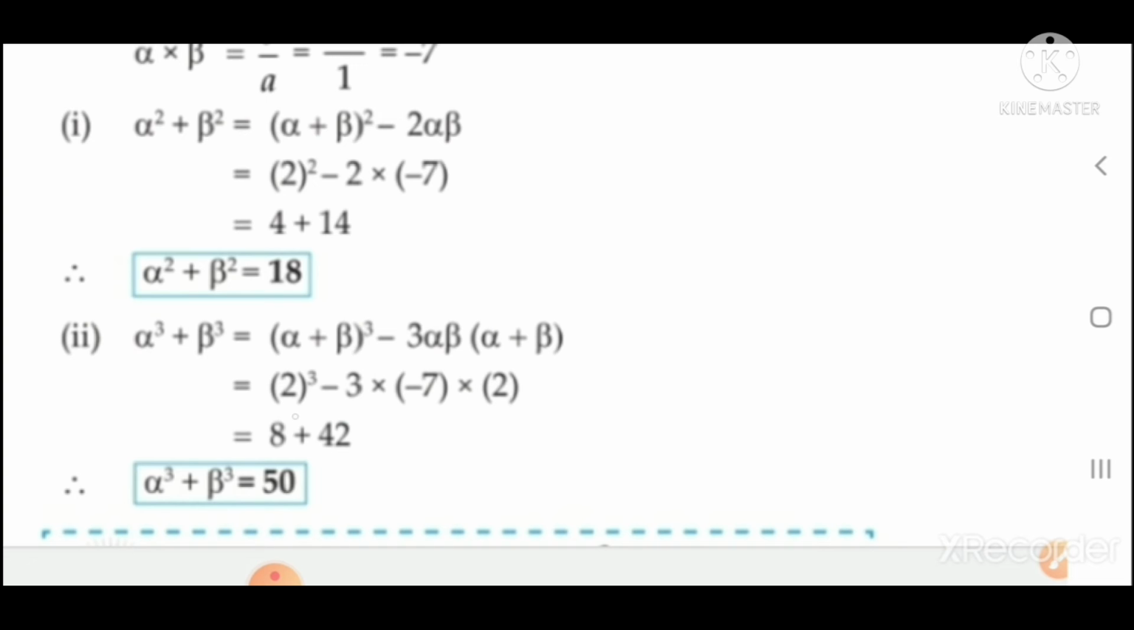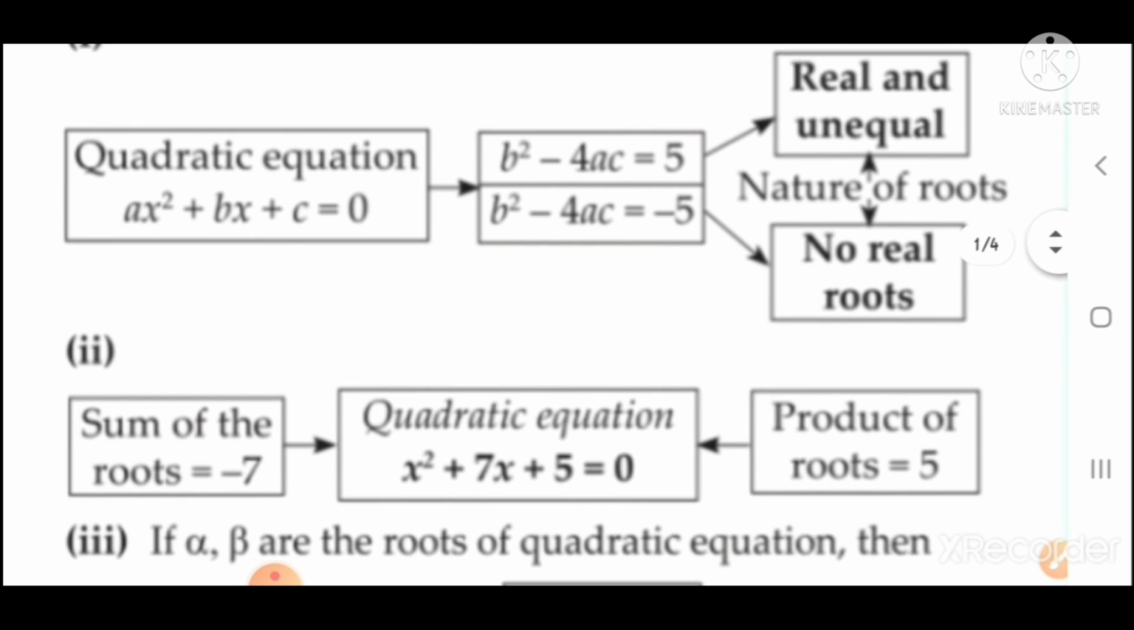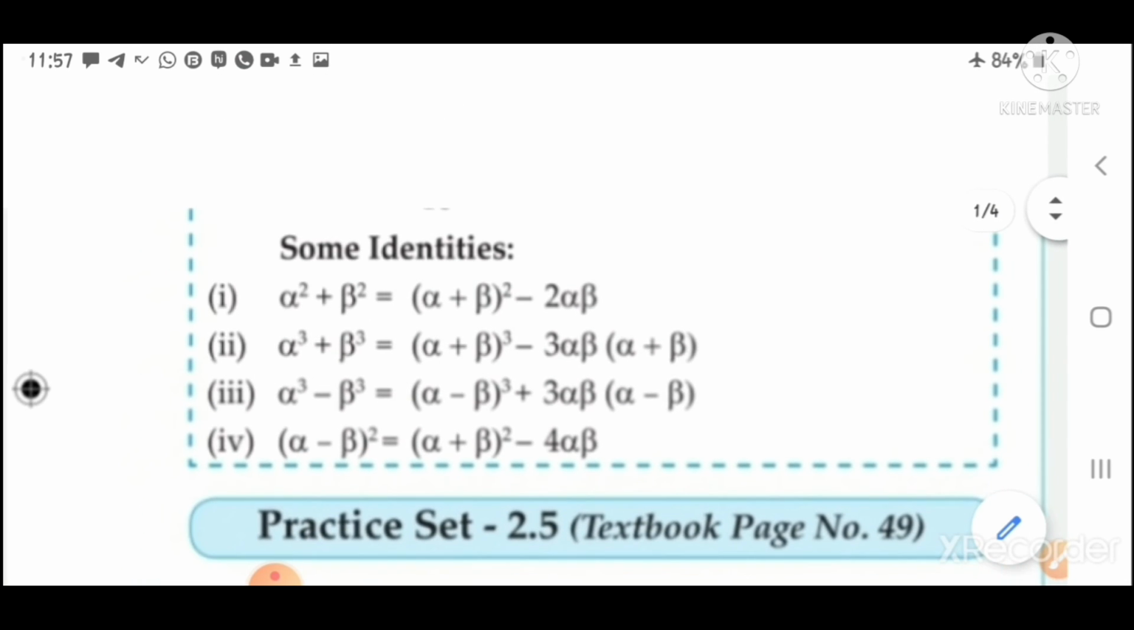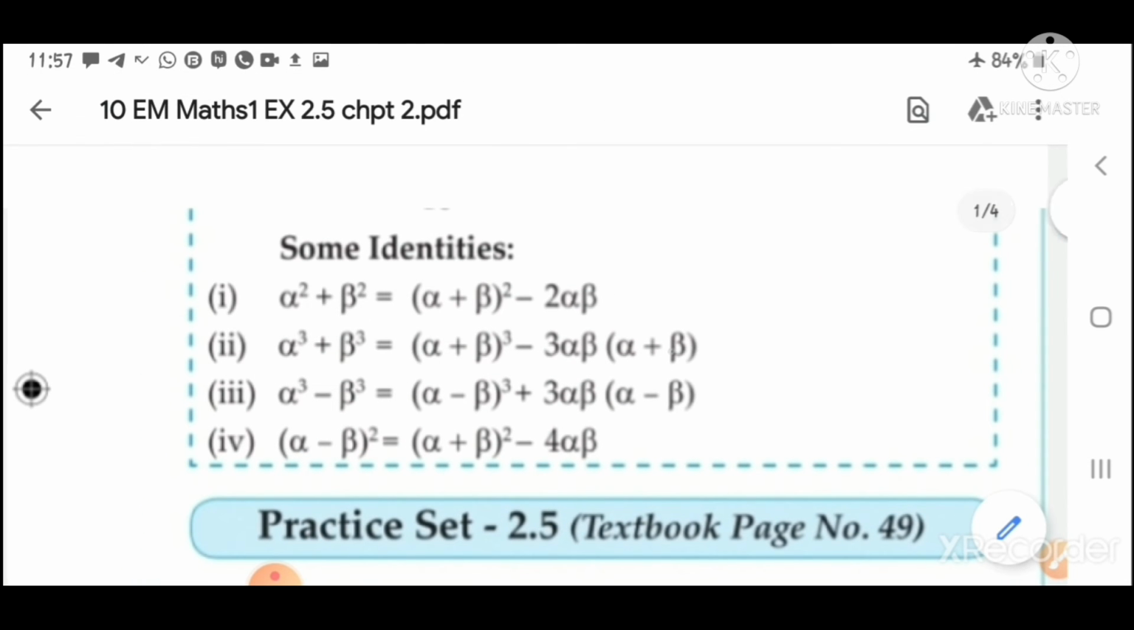What is the cube of 2? 8. Minus minus becomes plus. 3 7s are 21. 21 into 2, 42. So 8 plus 42 becomes 50. So you got the value of alpha cube plus beta cube. This identity is most important. You should know this identity. देखिए यहाँ पे फिर से मैं बता दूँ, ये identities है आपके, ये देखिए. These are identities. You should know these identities. Without that you cannot do the further sums.